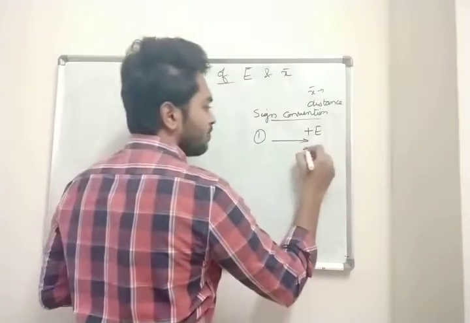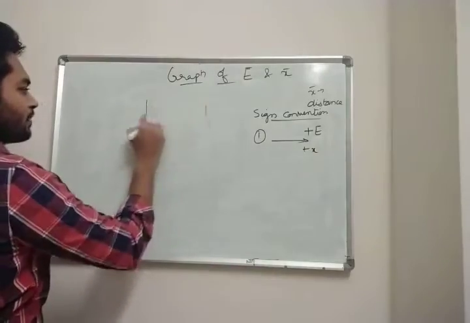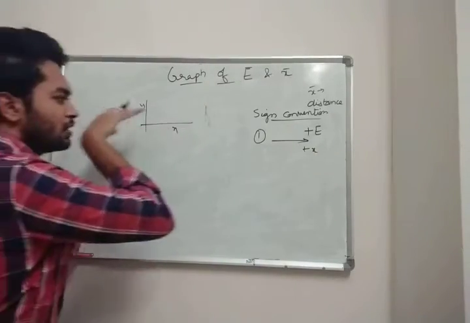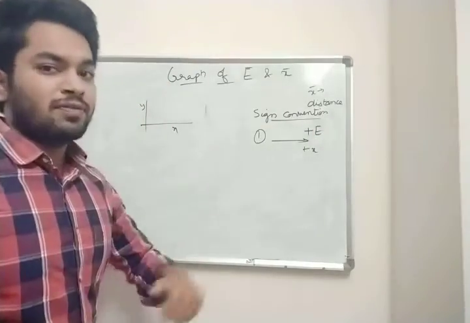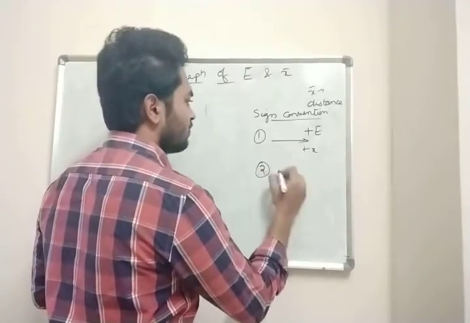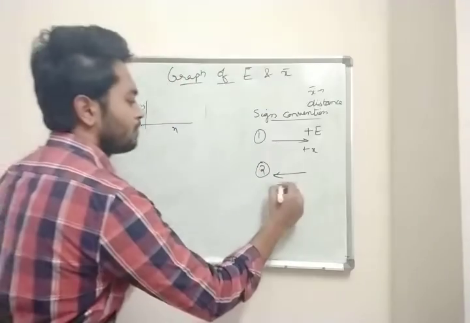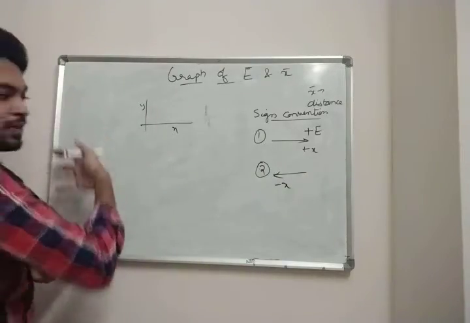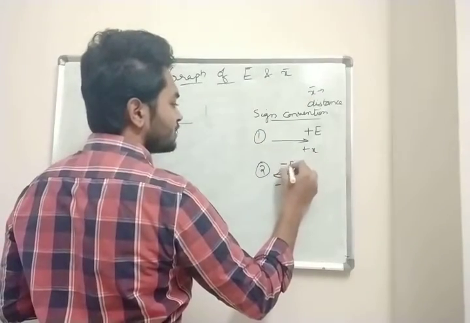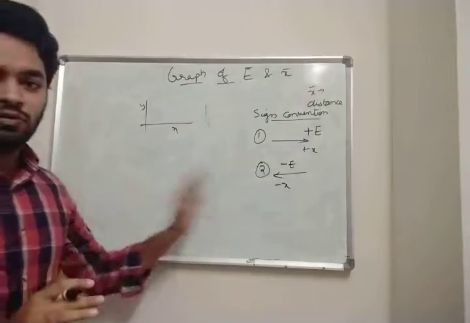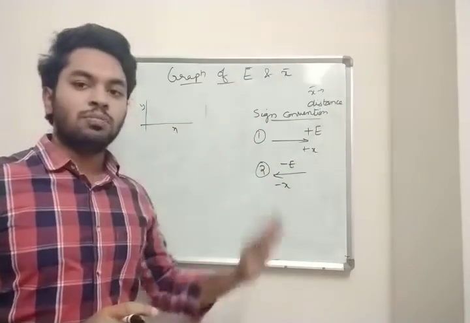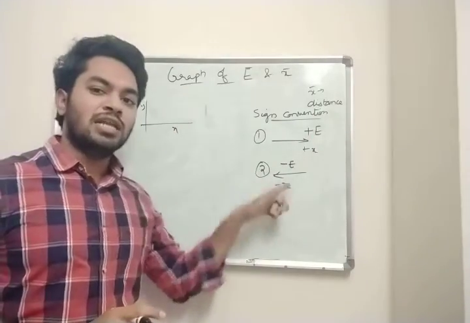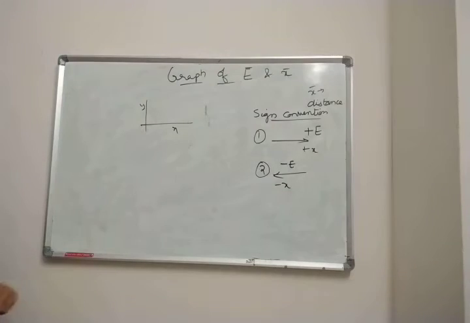So right side is plus X in our XY axis, this is the Y axis, this is the X axis. If it is in the positive X direction, then we are going to consider the electric field as positive. Second sign convention is, if it is in the negative X direction, left side, we are going to consider the electric field as negative. This is the point which you have to remember. Right side positive X direction, electric field is positive, and left side negative X direction, electric field is negative. So if you remember this, we will start our graphs.